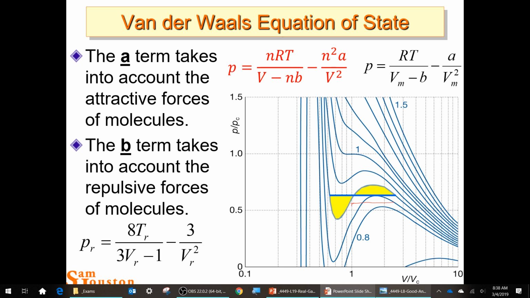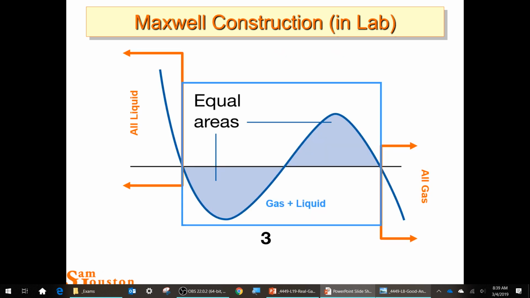And so the Maxwell construction, which we'll do in the lab after spring break, is where we correct that. We draw a line across the middle to where those areas are equal, and so we make a vapor pressure line. You'll do this in Excel with solver. You'll move that line up and down until those areas are equal, and then that will be the vapor pressure for that liquid at that temperature.